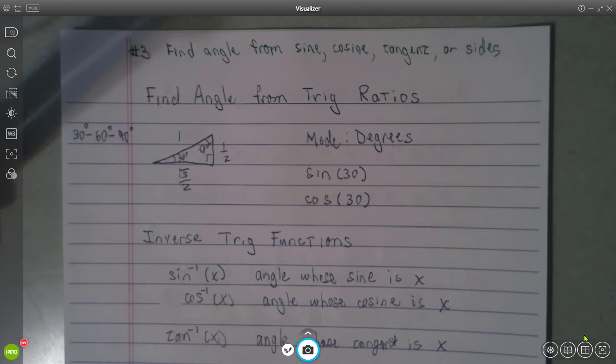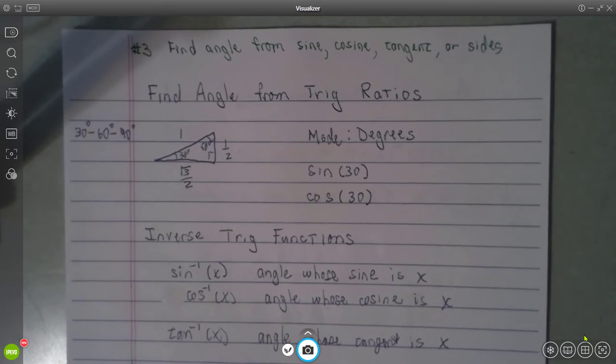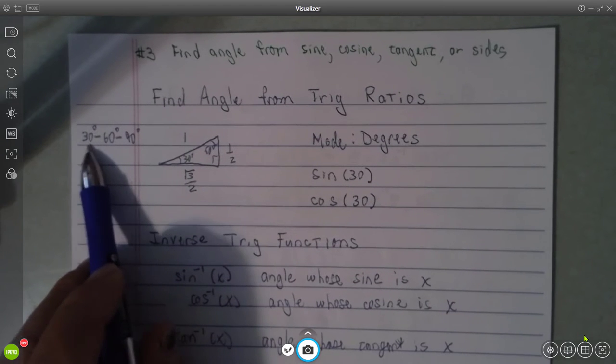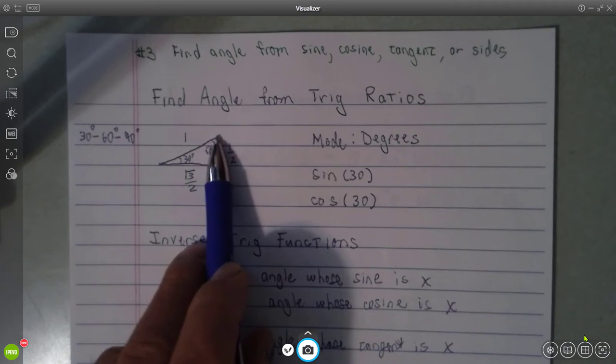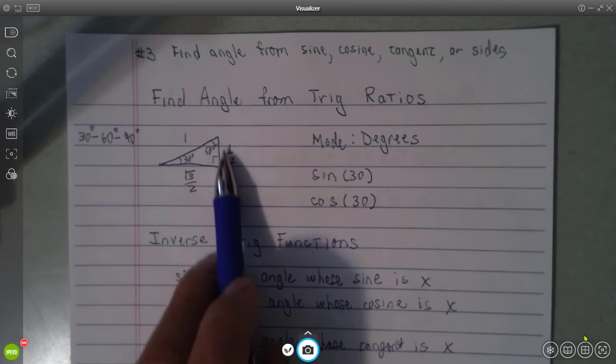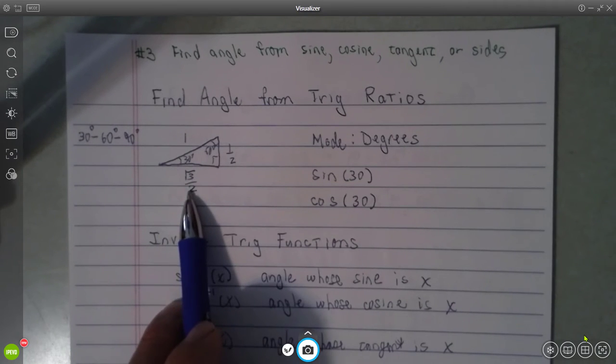In this tip, we talk about how to find the angle if you already know the sine, cosine, or tangent of the angle, or perhaps how to find the angle if you know the measures of the sides of the triangle. Quick review, remember we talked about the 30, 60, 90 degree right triangle with a hypotenuse of 1 has legs 1/2 and root 3 over 2.